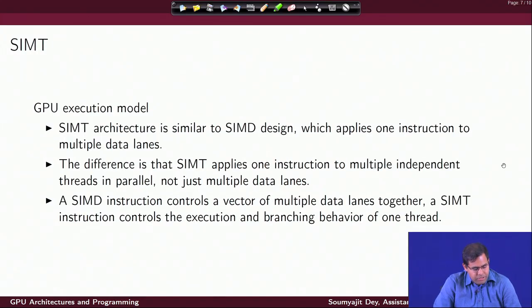Now, coming to the execution model. As we have seen, this idea of data parallel computation by instructions is well known as single instruction multiple data. This idea emanated from vector processing, and it gets much more generalized when people thought of the execution model for GPUs. So, what people started talking about is single instruction multiple threads.